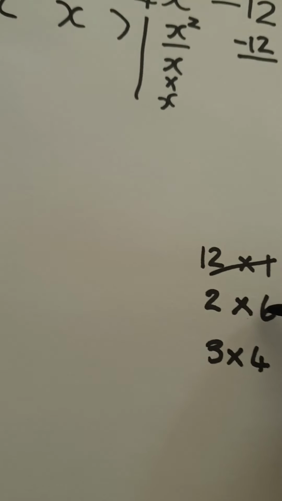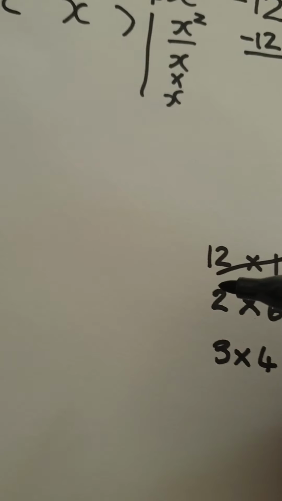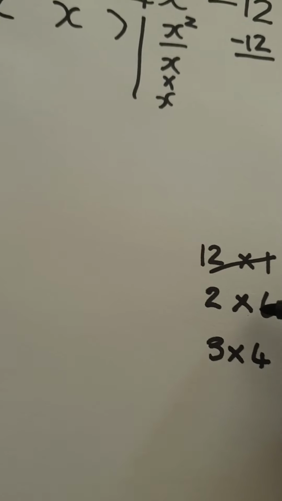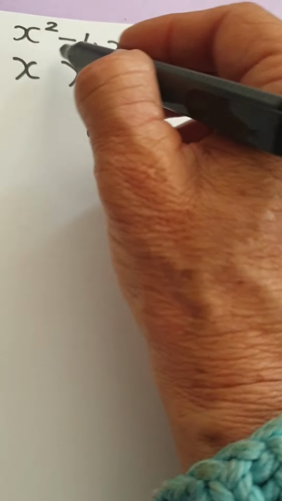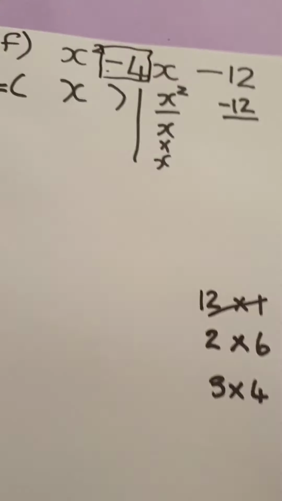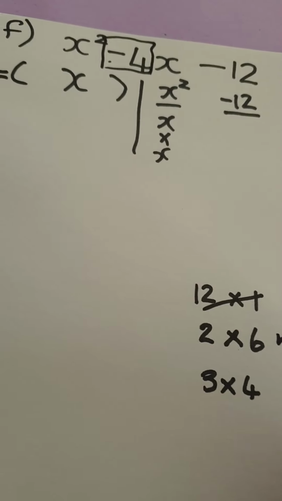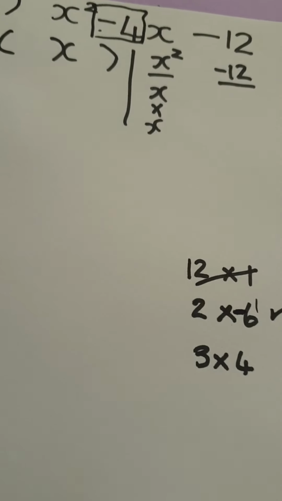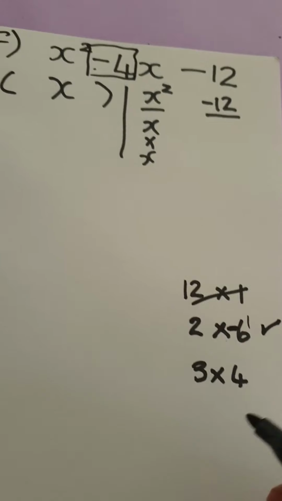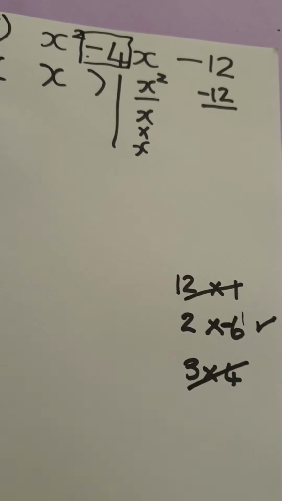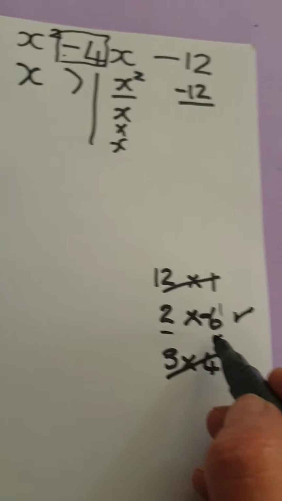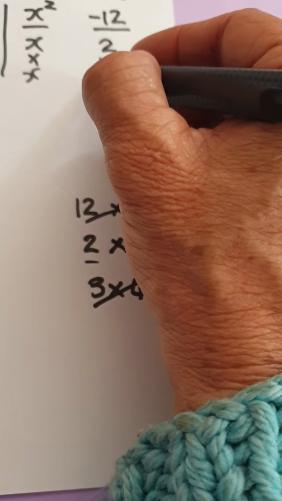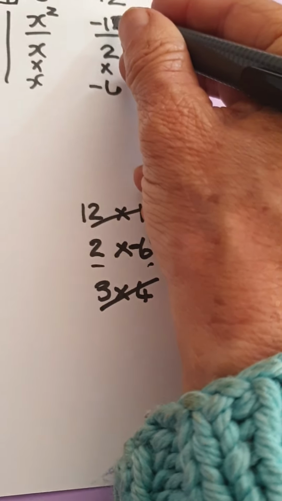Negative 2 plus 6 will give me plus 4. But plus 2 plus negative 6 will give me negative 4. I want negative 4 because the coefficient of my middle term is negative 4. So I can definitely use that. And because I want a negative answer, the biggest factor must be negative. I want more negative. So I'm not even going to bother with the last one. I can use these two factors. So for 12, 2 times negative 6 will give me negative 12.